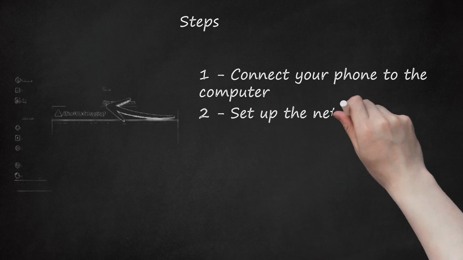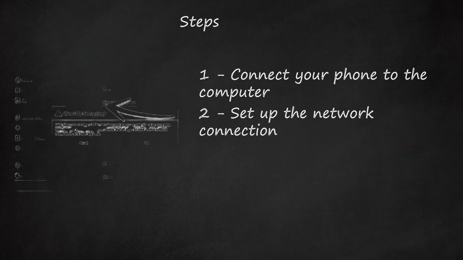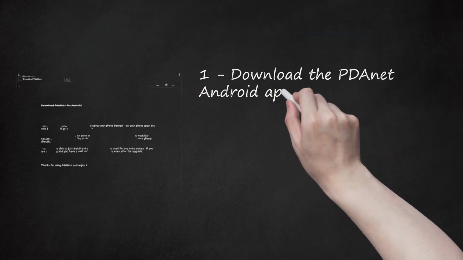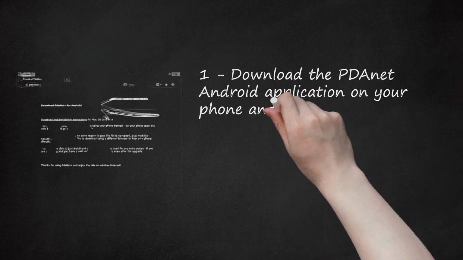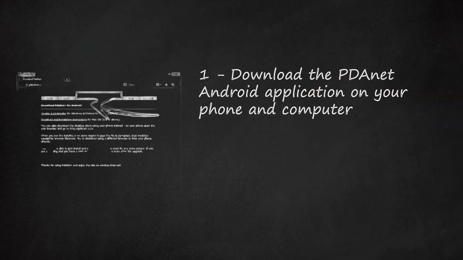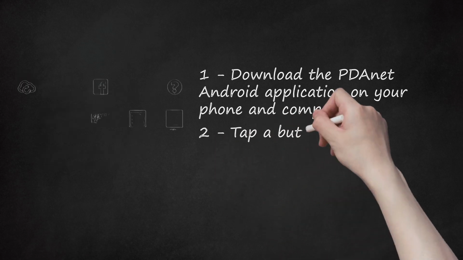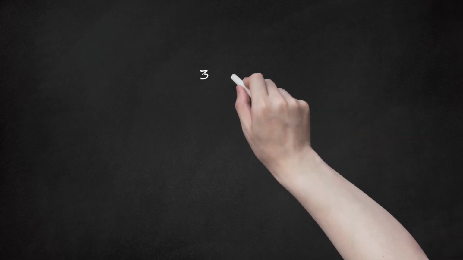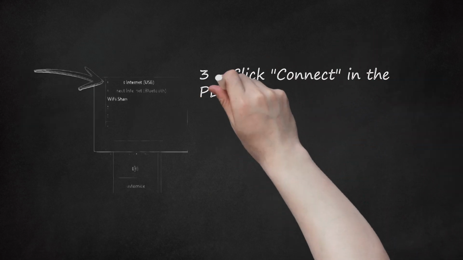2. Set up the network connection. Android phones. 1. Download the PDNet Android application on your phone and computer. It costs $30. 2. Tap a button to start PDNet on the phone. 3. Click Connect in the PDNet on your computer.